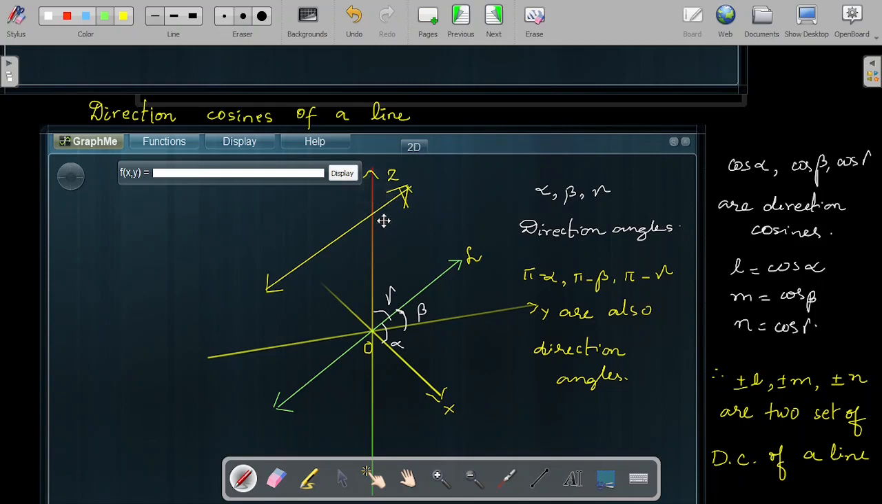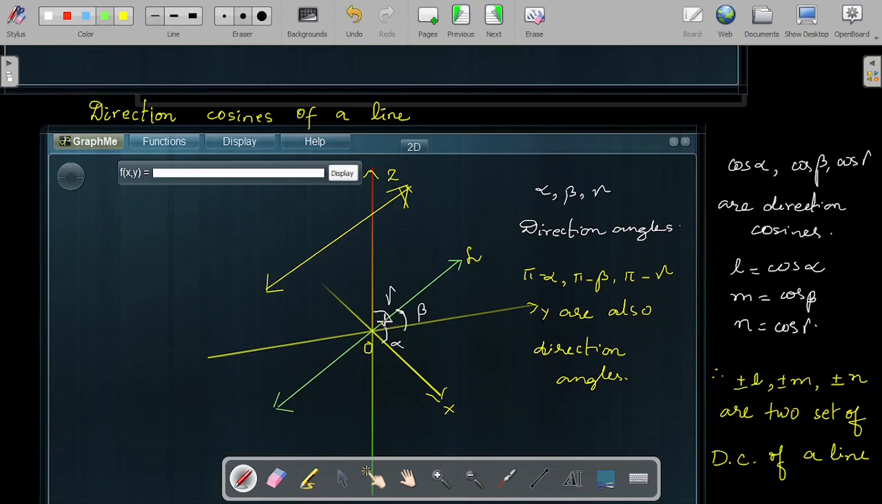If you consider this line, you can get just here the angle made with the z-axis by the given line. But if you need the angle made by the line with the x and y axes, what you should do is draw a line parallel to the given line which passes through the origin. This is the condition to define direction angle: the line should pass through the origin. If it doesn't pass through the origin, you have to draw a line which is parallel to the given line and passing through the origin.